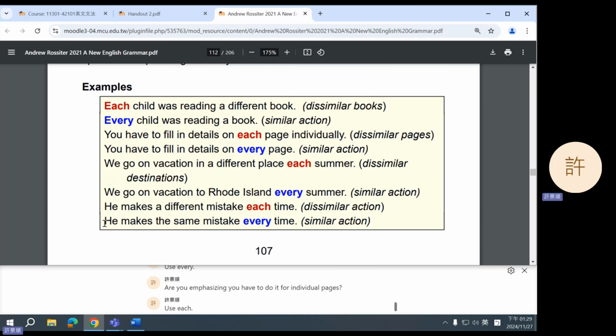Here's another example. He makes the same mistake every time versus he makes a different mistake each time. I think this example is probably the clearest one. In both cases, the dude makes a lot of mistakes. But if it's the same mistake every time, use every. If it's a different mistake for every individual moment, use each.